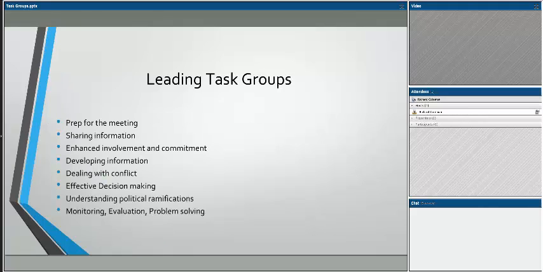We're going to spend some time talking about all of these things that are here. We're going to look at preparation, information sharing, developing information, conflict, effective decision making, understanding some of the political ramifications, as well as involvement and commitment, and monitoring, evaluation, and problem solving.